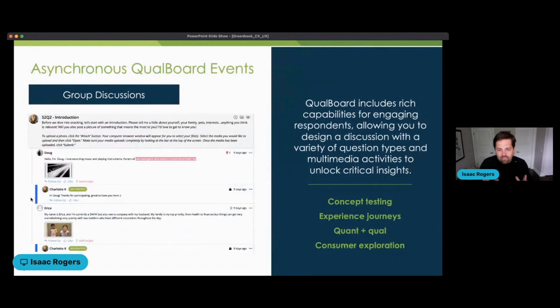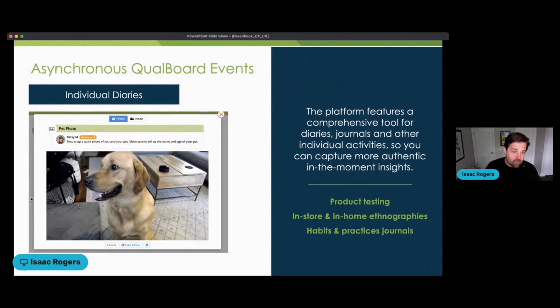So I'm going to go through some of these event types just to give you an idea. And again, we can show a little bit later. Asynchronous group discussions, so multi-day, typically online bulletin board style discussions, are a really big driver of use of this platform. We do this a lot for experience journeys and consumer exploration. You can see here on the left this threaded discussion look. We do a lot of individual diaries, especially in the user experience space. We'll ask people to go to a prototype website or download a new application and then do some screen sharing so that we can see how they're behaving in the product.